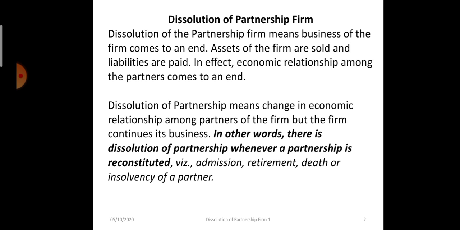So dissolution of partnership means a change in the economic relation among partners of the firm, but the firm continues its business. In other words, dissolution of partnership leads to reconstitution of partnership. Or, whenever there is a reconstitution of partnership, there is a dissolution of partnership. That means the old relation comes to an end and a new agreement comes into existence.